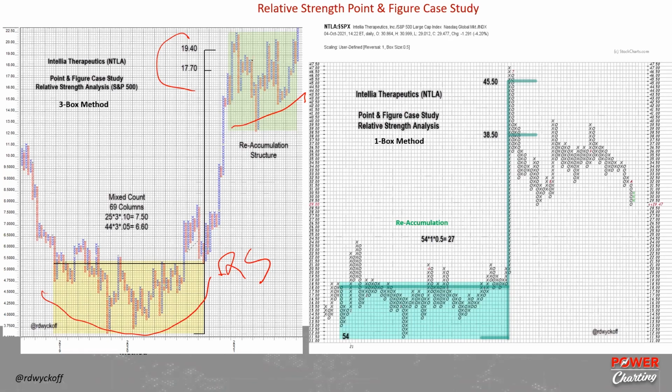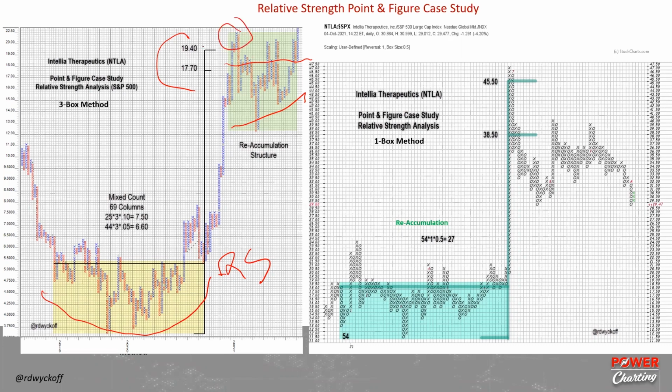Now, we get into this area and this sets up a reaccumulation, very important, because we've seen this go from the 4 area on relative strength up to nearly 20, 19.40. And it does in fact go over 20 here temporarily.